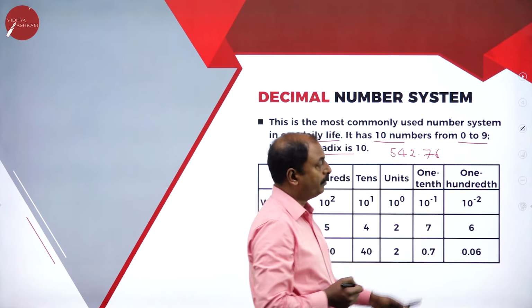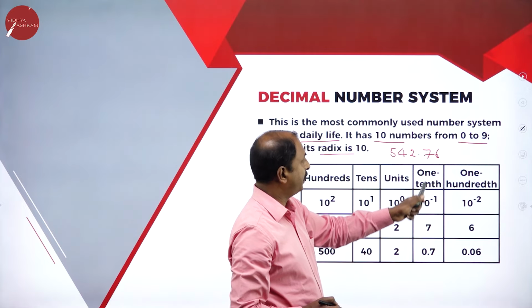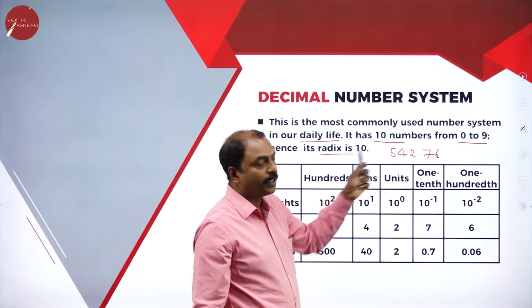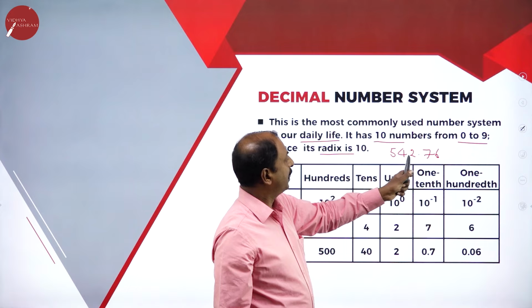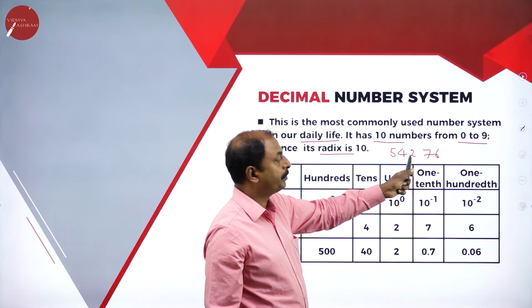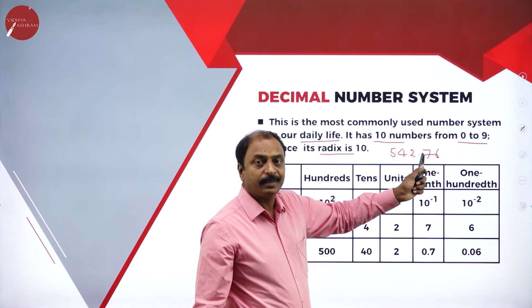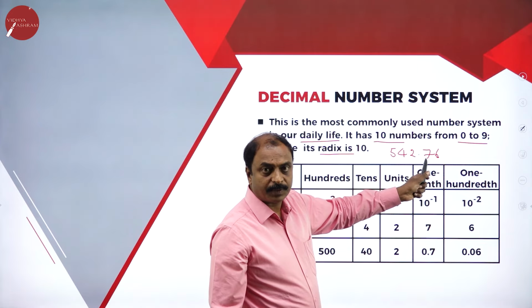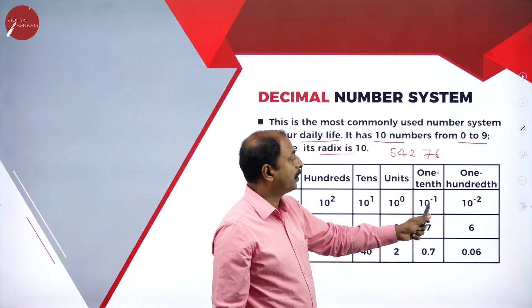Next is after the decimal point. From here we start with -1. Before the decimal point we start from right to left, and this is 10 to the power of 0. But after the decimal point the positions start with 10 to the power of -1.